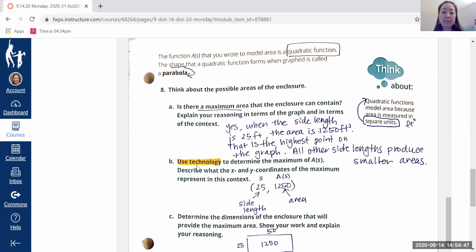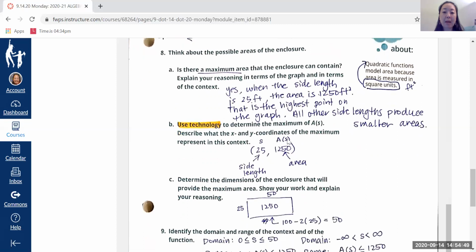It says again, use technology to determine the maximum of A of S, which we already did, right? Remember, I told you to remember those numbers. So we have 25 here and 1250 here. This is going to be our S and our A of S, or we think about x and y. I just labeled these here so you can see.